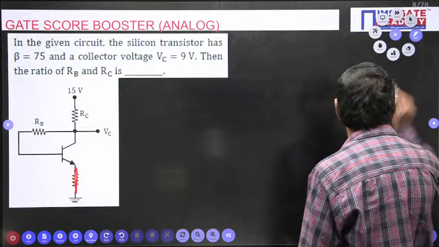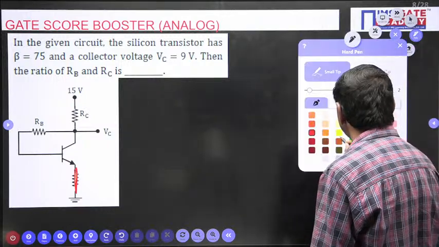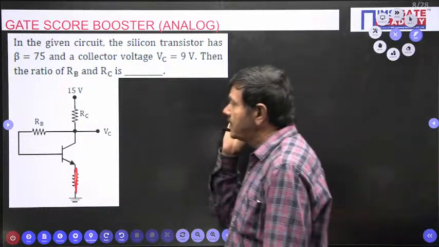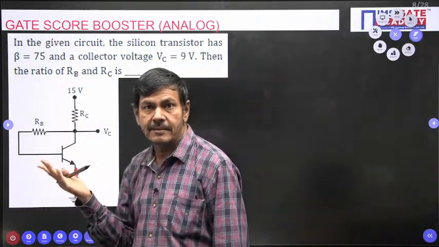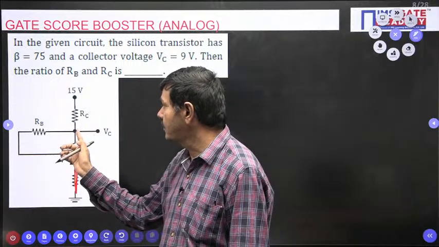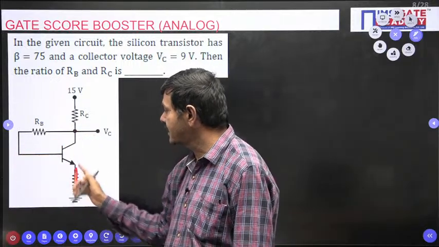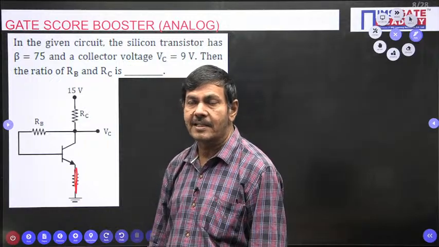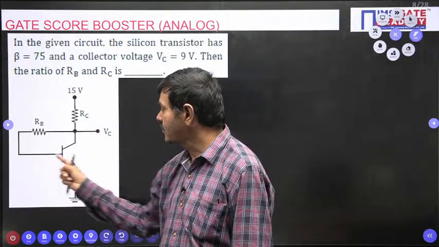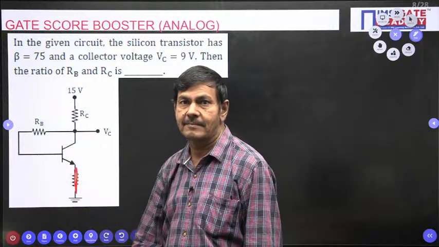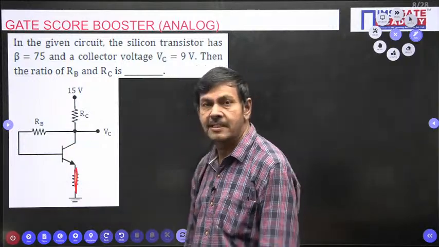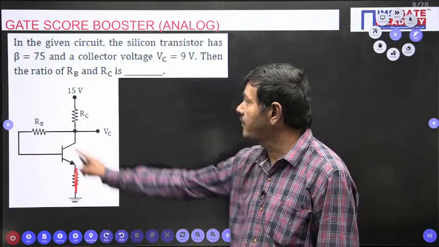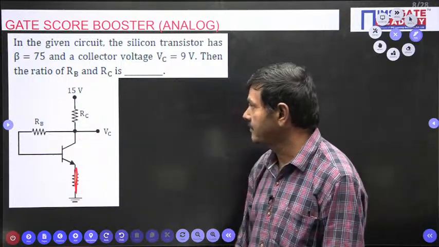How can we determine these parameters? The name of this network you know very well. From the collector to base connection is given. What biasing circuit? Collector to base biasing only. We know very well collector to base biasing can give the stability. But anyhow, he is asking to find out the RB by RC ratio here.